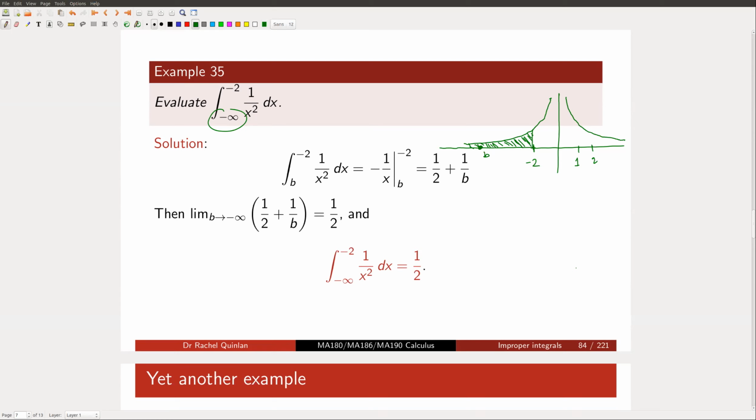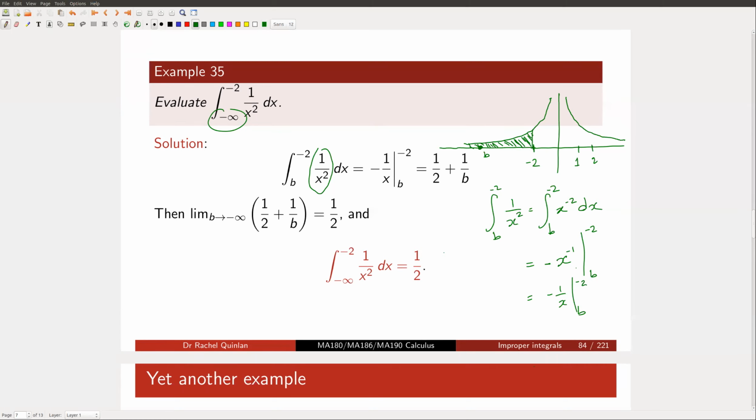The actual antiderivative is a bit different, of course, because 1 over x squared is x to the power minus 2. This is the integral from b to minus 2. So think of b as being some big negative number here, far away from minus 2 out to the left. This is the integral of x to the minus 2 dx. And integrating x to the minus 2 is an ordinary power of x problem. Raise the power by 1 and divide by the new power, so divide by minus 1, or multiply by a negative sign. So this is minus 1 over x, evaluated at minus 2 and at b.